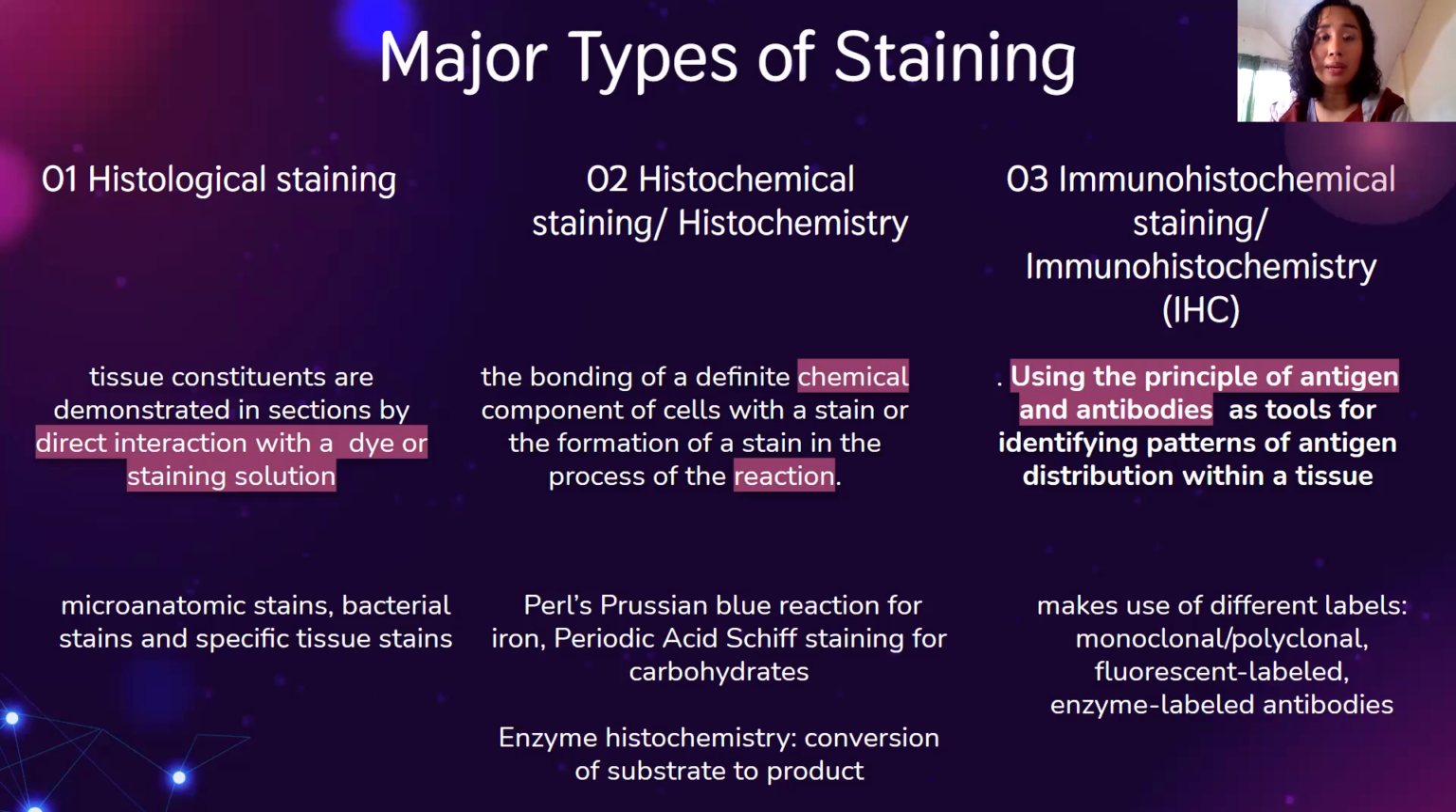Next is your histochemistry. Your staining happens because there is a chemical reaction between the tissue and the reagent. For example, your Perls' Prussian blue becomes blue if it reacts with iron. Your periodic acid-Schiff becomes red when it reacts with glycoproteins, with carbohydrates. Enzyme histochemistry happens when your substrate is converted to a product through the action of an enzyme.